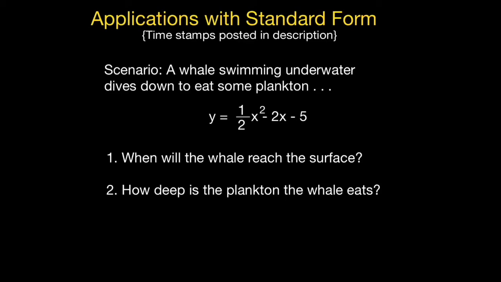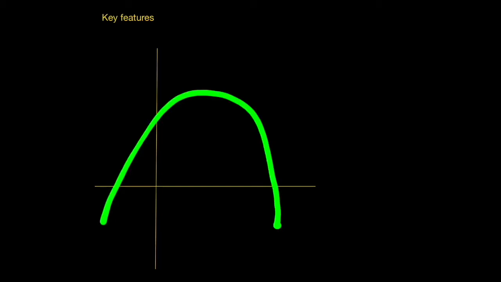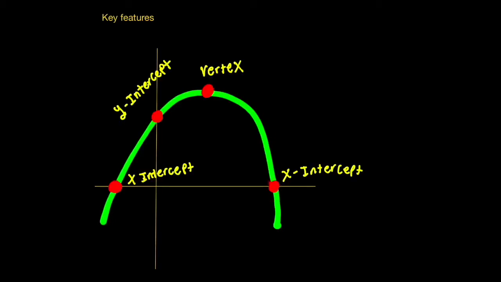Hello and welcome. In this tutorial, I want to go over an application problem related to a quadratic in standard form. For these types of problems, we'll need to be able to reason as to which key feature it is that we need to find. So let's take a look at this graph of a quadratic function. We have a parabola, and we can see that it has two x-intercepts, a vertex, and the y-intercept.